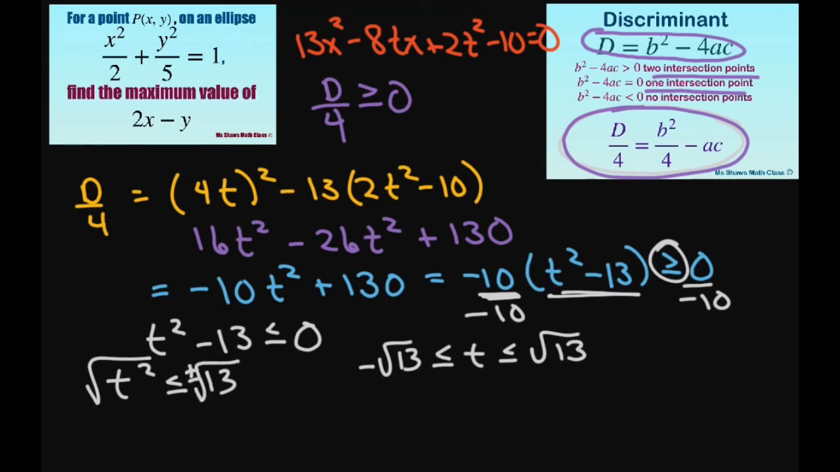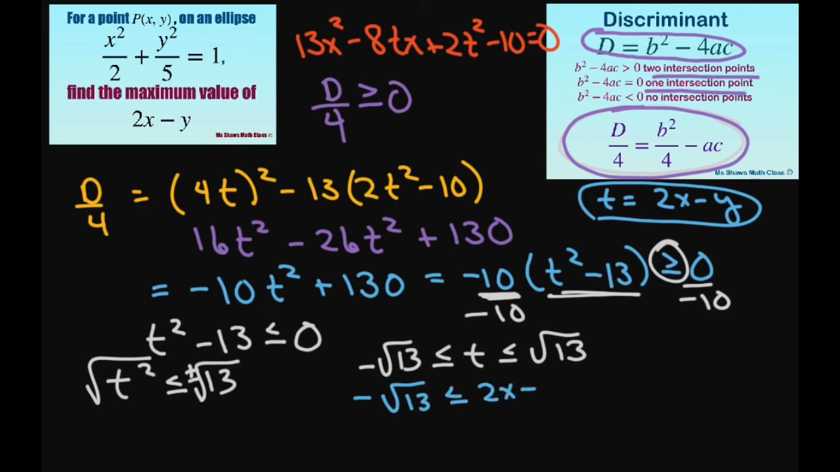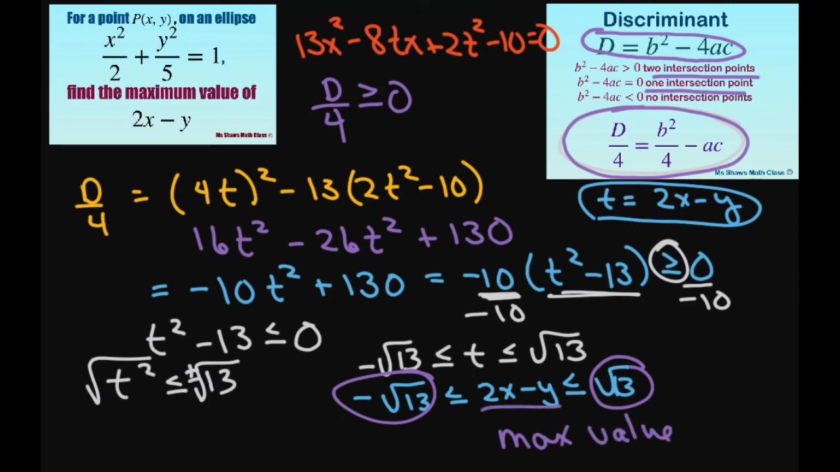Now, don't forget that our t was equal to 2x minus y, because we let that be that. So let's substitute that back in. We get negative square root of 13 is less than or equal to 2x minus y, which is less than or equal to square root of 13. So this is your maximum value, and this is your minimum value. Therefore, your max value for 2x minus y is square root of 13.